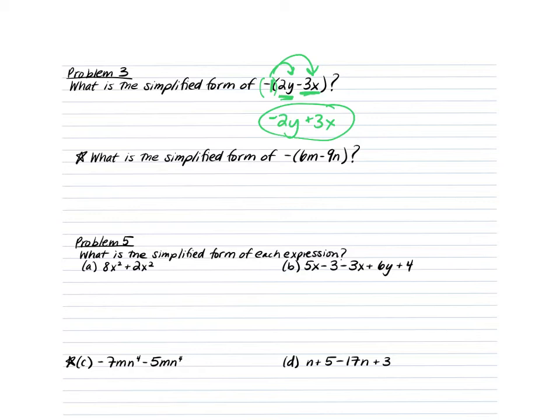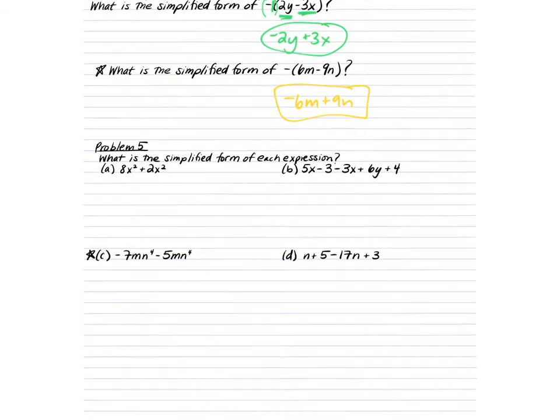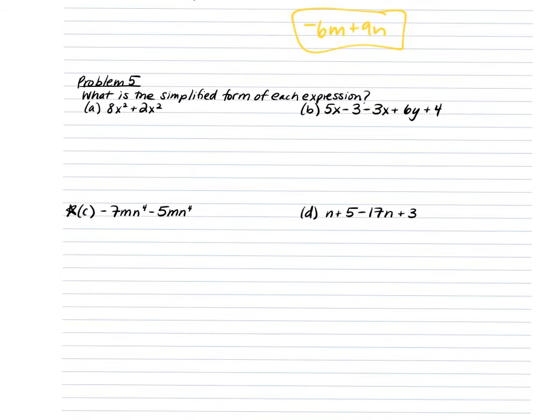Okay, so try this next one on your own. Press pause, and then check back for your solution. Okay, and here, since this was positive and this was negative, we just change the sign. Now this one's negative, this one's positive, because you distributed the negative, which just changes the sign. Okay, moving on to problem 5, and our last problem. Write the simplified form of each expression.